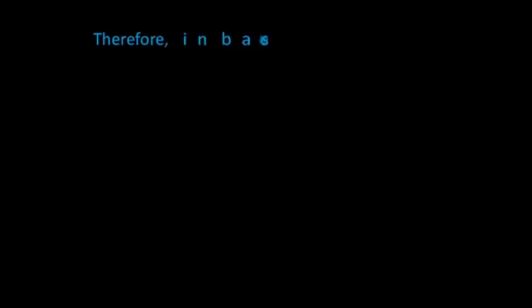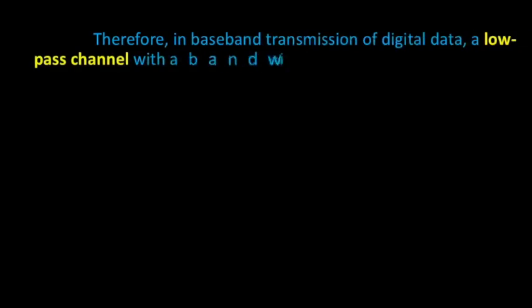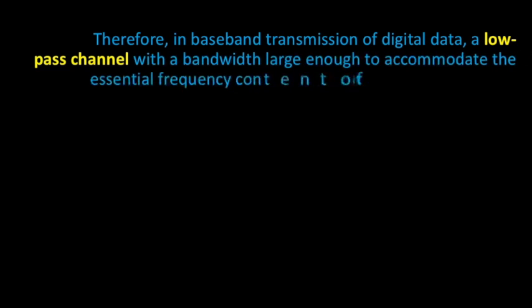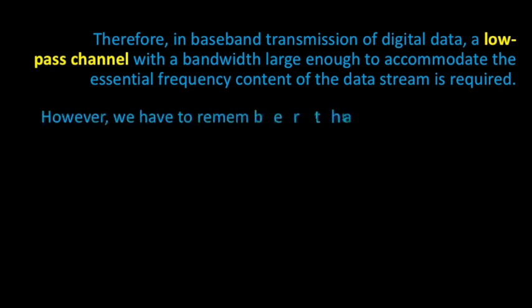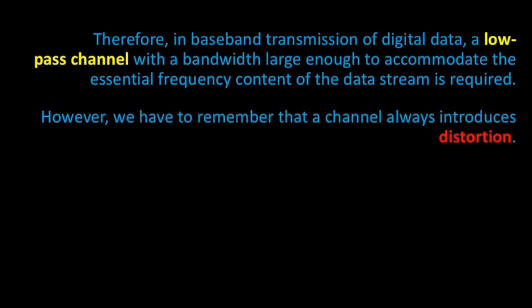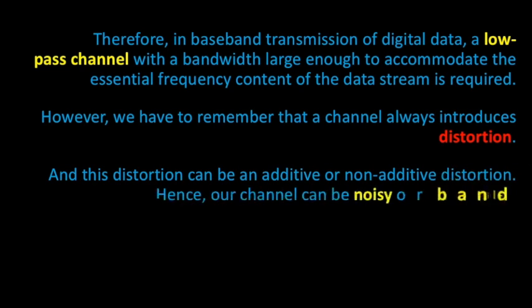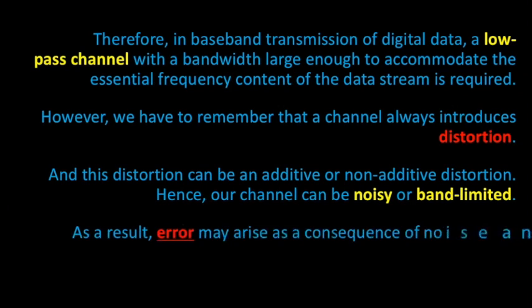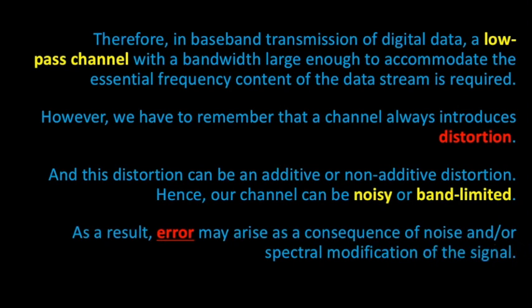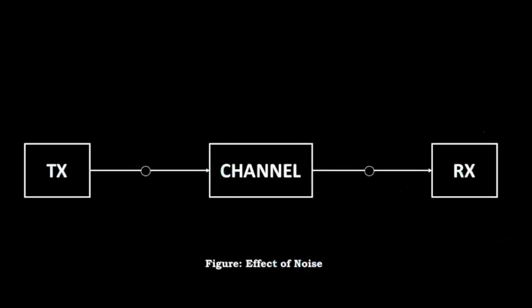In this case, we're just going to consider baseband transmission, or transmission of signals without any form of modulation. Therefore, in baseband transmission of digital data, a low-pass channel with a bandwidth large enough to accommodate the essential frequency content of the data stream is required. However, we have to remember that a channel always introduces distortion. And this distortion can be additive or non-additive distortion. Hence, our channel can be noisy or band-limited. As a result, error may arise as a consequence of noise and/or spectral modification of the signal.